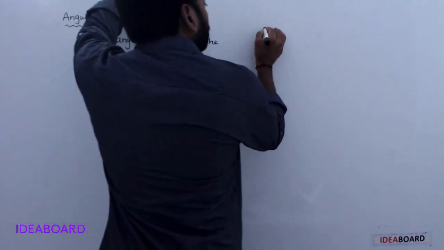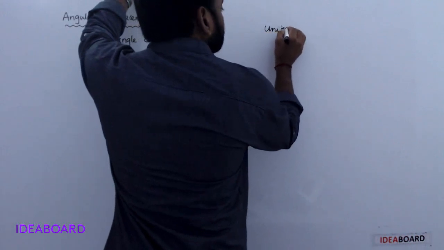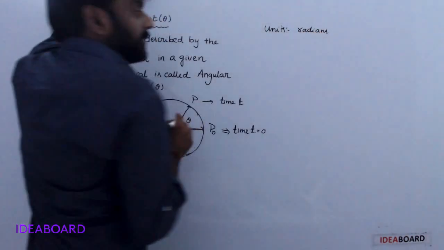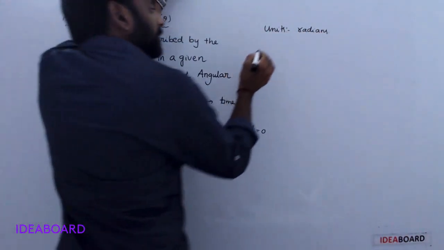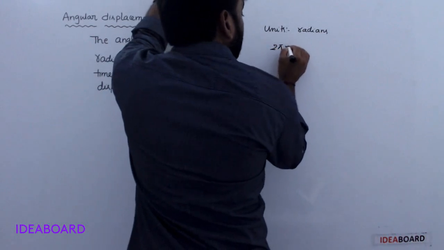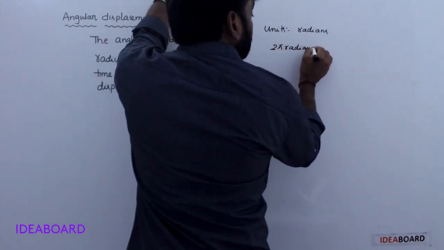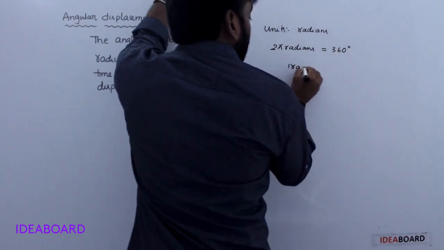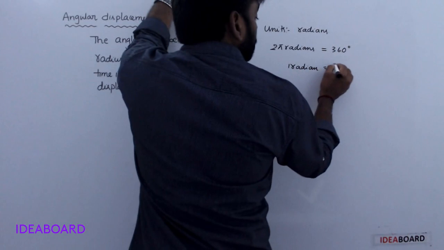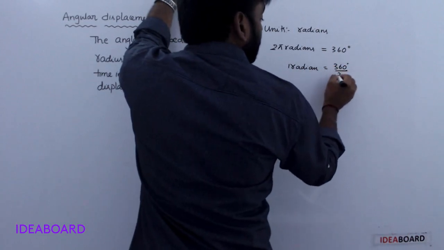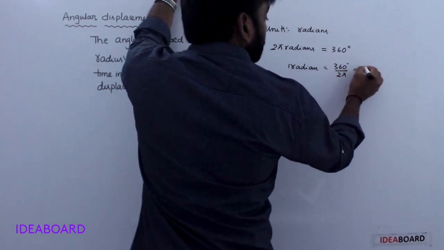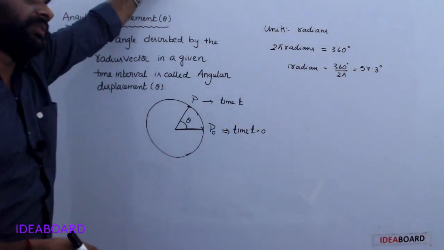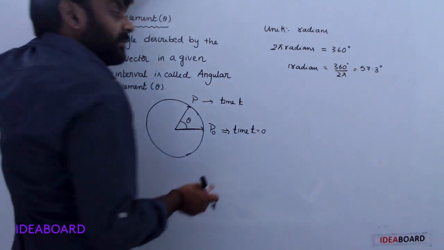Now, units: radian. The unit is radian. You know already, 2 pi radian is equal to 360 degrees. So 1 radian is equal to 360 degrees by 2 pi, that is 57.3 degrees. 1 radian is equal to 57.3 degrees.